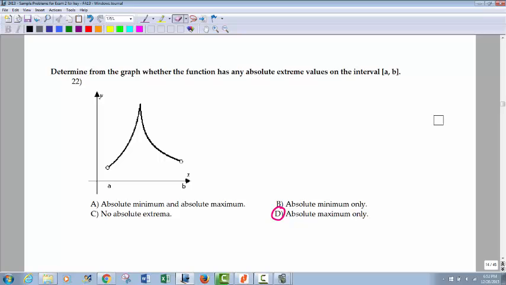Determine from a graph whether it has absolute extreme values on either A or B. Definitely has a maximum.